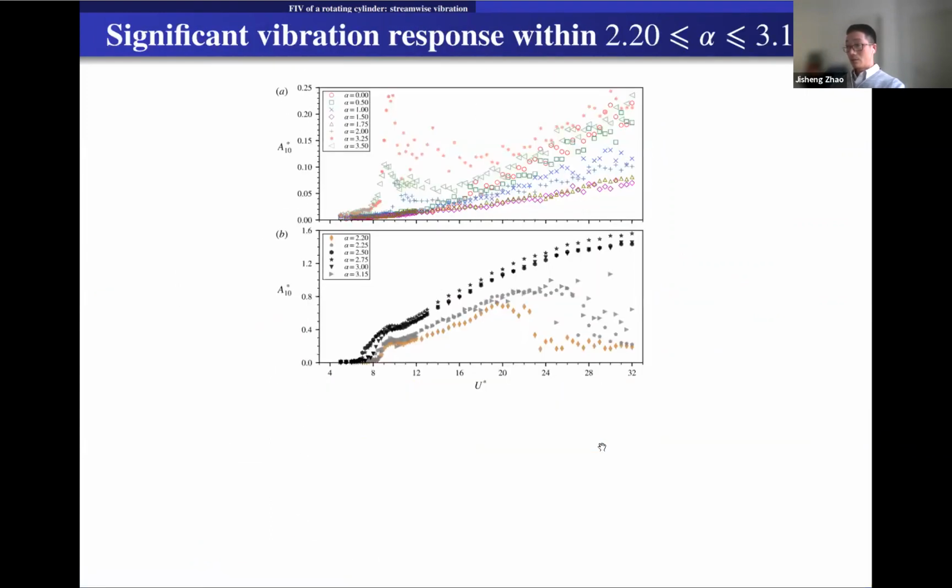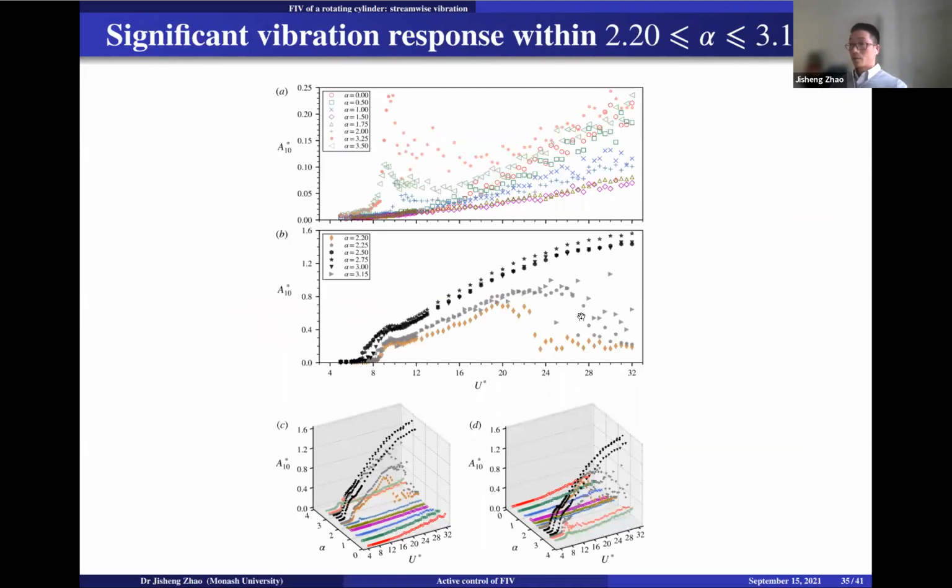All right, right here. So we're looking at the amplitude response as a function of U star. Typically for a non-rotating case, the inline vibration has a very small amplitude, like 0.1 diameter, as you can see from the circle symbols. To show you this, the alpha range is divided into different plots.